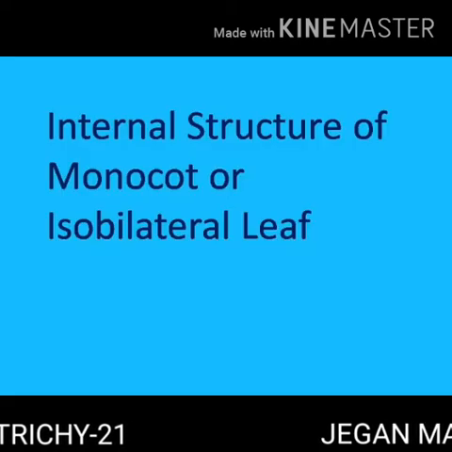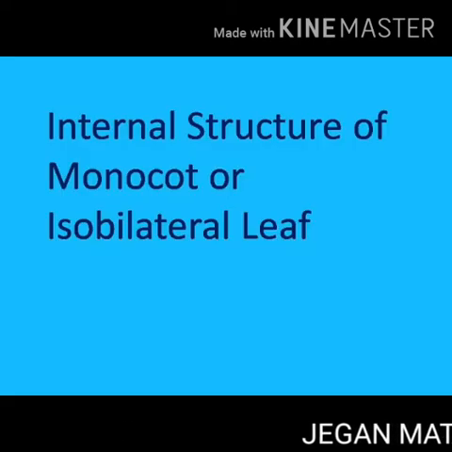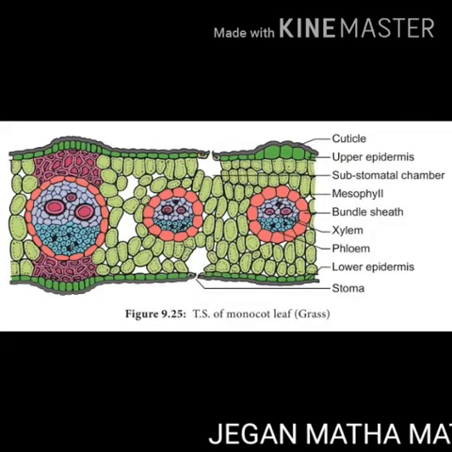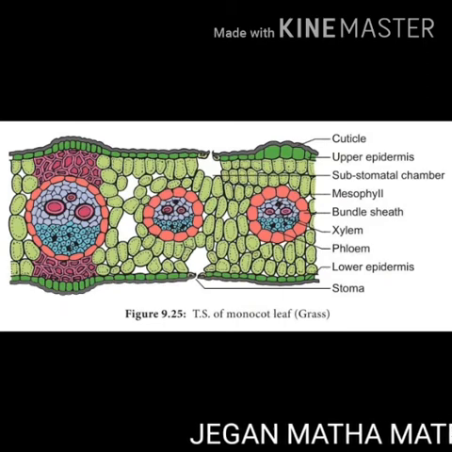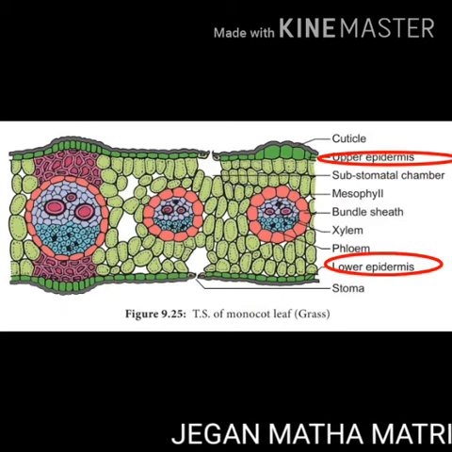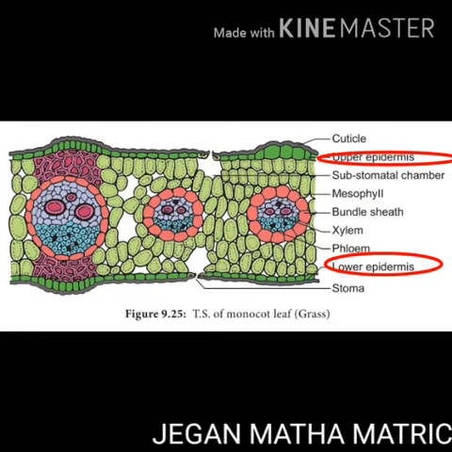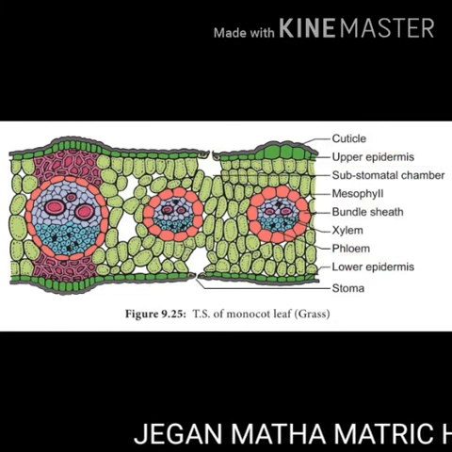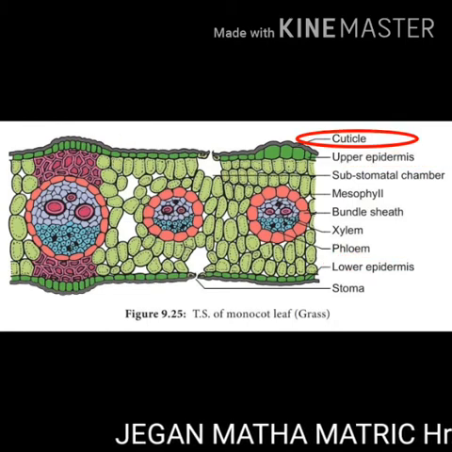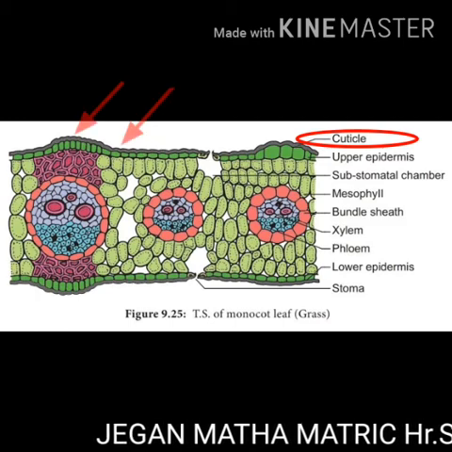Next, we are going to see about the internal structure of monocot or isobilateral leaf. In the cross section of the monocot leaf, we see the following structure. Epidermis. Monocot leaf has upper and lower epidermis. It is made up of parenchyma cells. Cuticle is present on the outer wall.